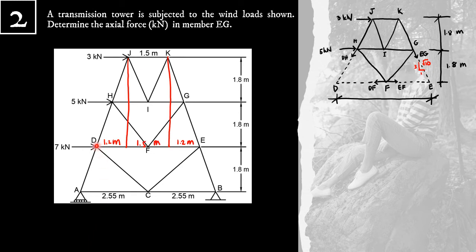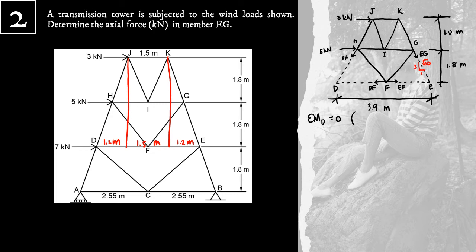Therefore, the distance from D to E is equal to 1.2 plus 1.5 plus 1.2, and that is equal to 3.9 meters. We recall that the slope of GE or EG is 1 horizontal, 3 vertical, square root of 10 hypotenuse. Now we're ready to have summation moment at D is equal to 0.